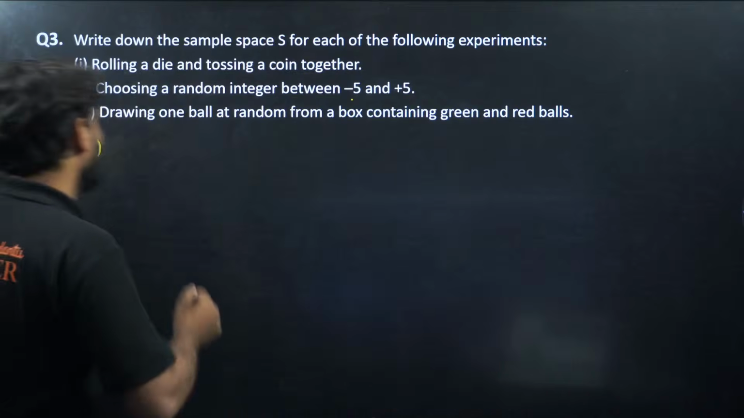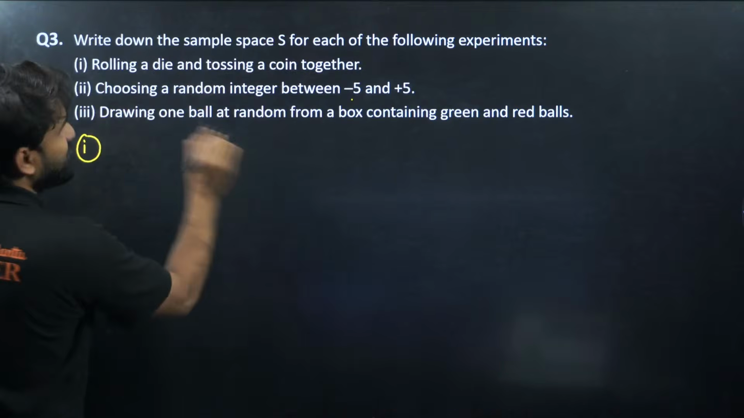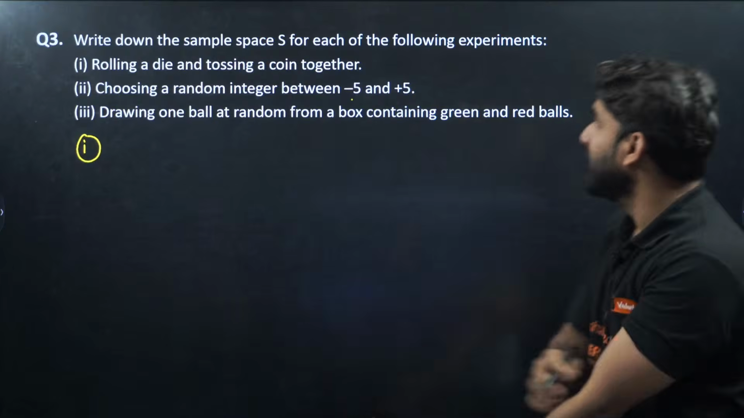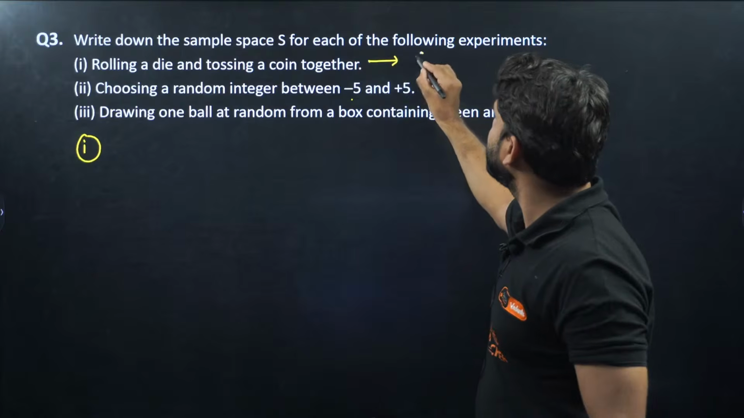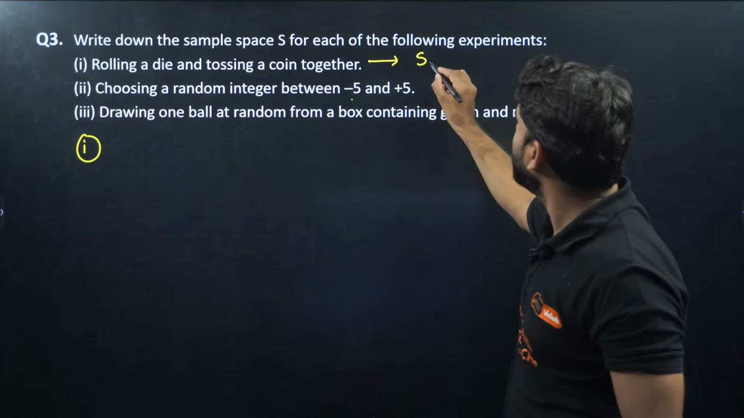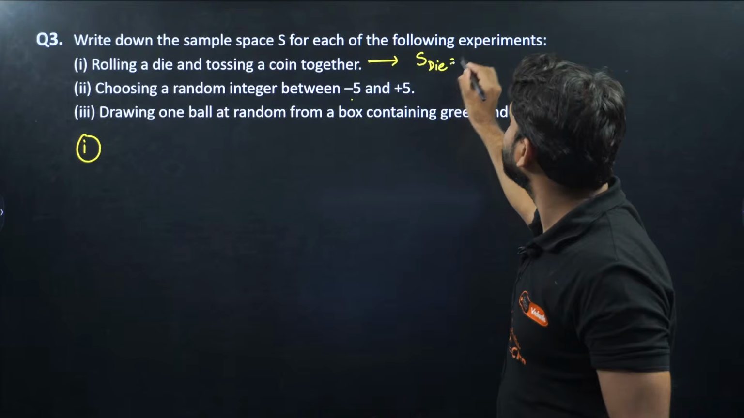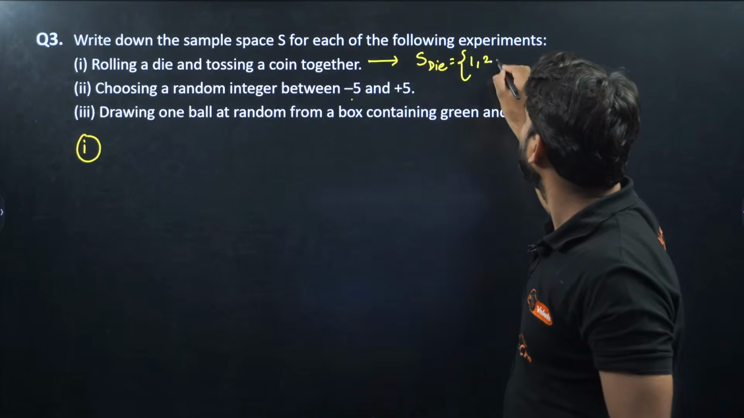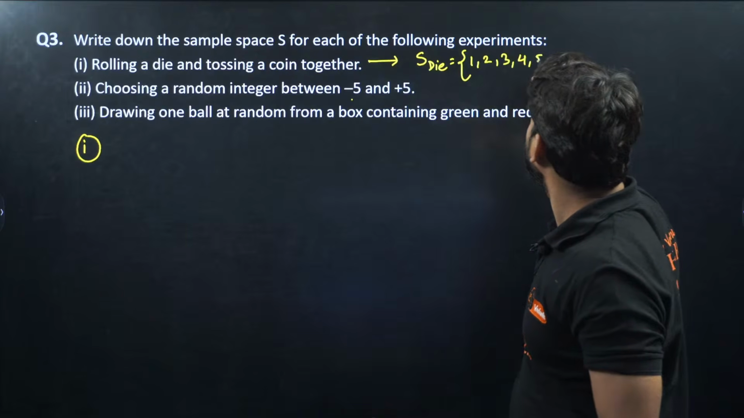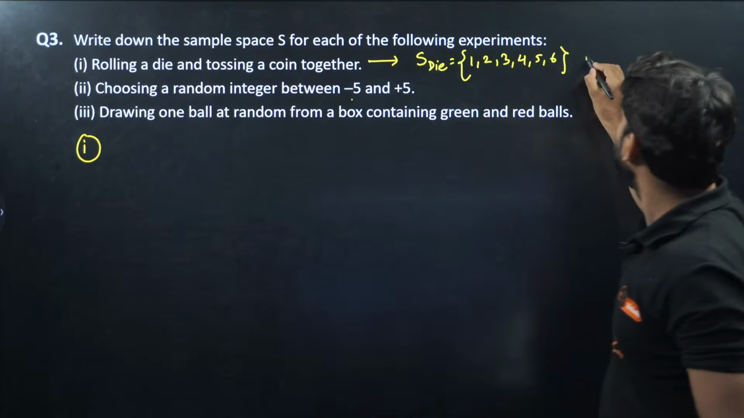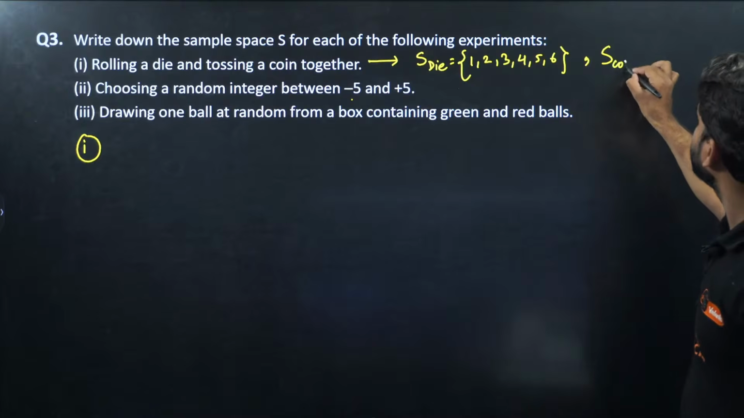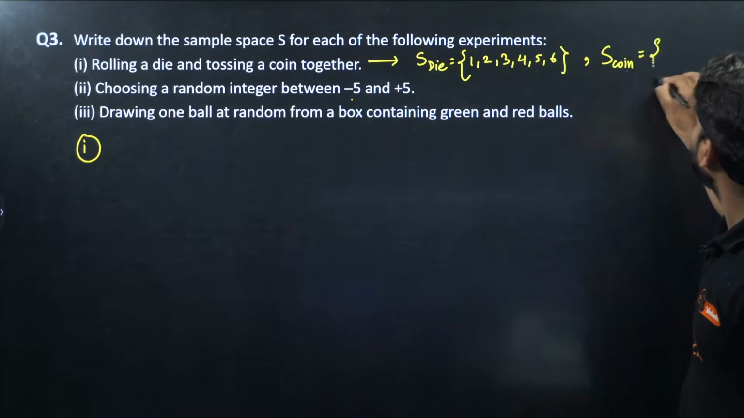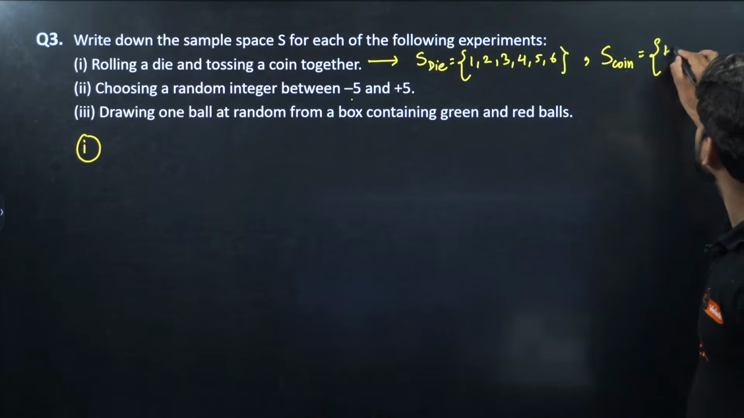So let's write it. The first question is rolling a die. My dear champion, first of all, the sample space of a die will be 1, 2, 3, 4, 5, 6, right? Now if I ask you the sample space of a coin, what will it be? The sample space will look like head or tail.